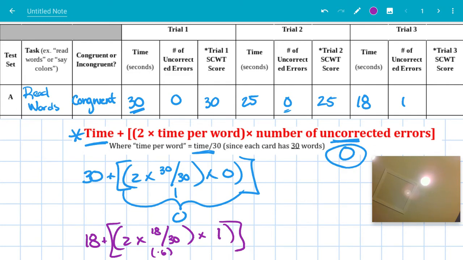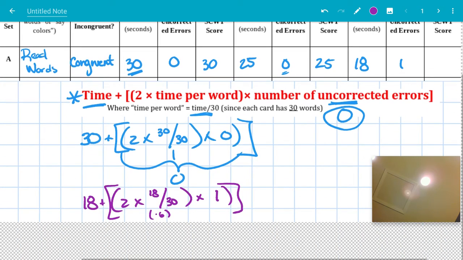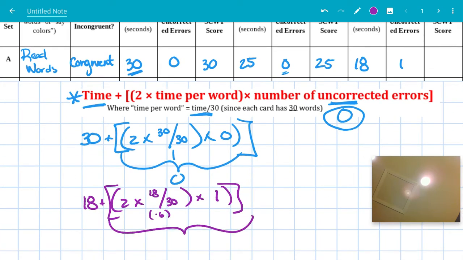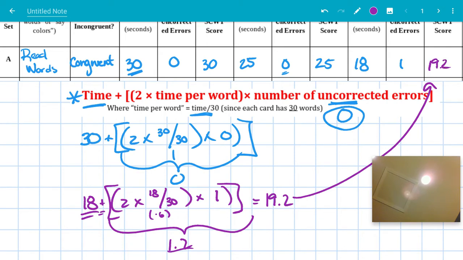But anyway, so we do 2 times 0.6 is 1.2. Times 1 is still 1.2. So this whole section here is equal to 1.2. So I do 18 plus 1.2, and my answer is 19.2. And that is what goes up here, 19.2.